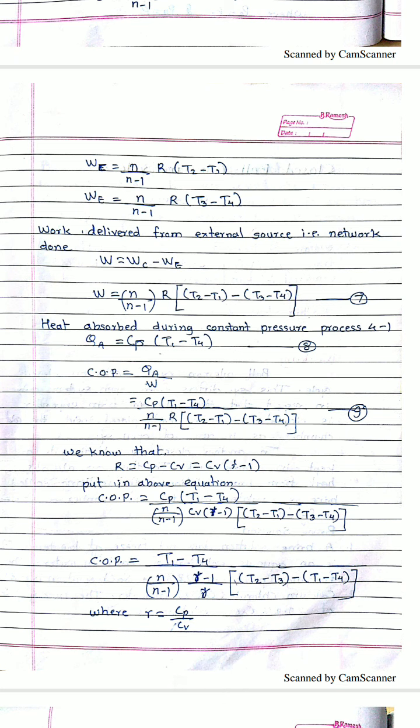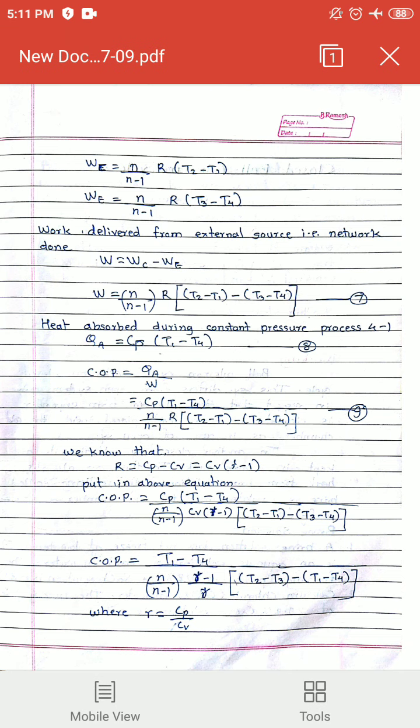But we know that R is Cp minus Cv, and gamma is equal to Cp upon Cv. Therefore R is equal to Cv into bracket gamma minus 1. So COP is equal to Cp into bracket T1 minus T4 divided by n upon n minus 1 into Cv into bracket gamma minus 1 into bracket T2 minus T1 minus T3 minus T4. Now Cp upon Cv is again gamma. So COP is equal to T1 minus T4 only remaining in the numerator, and in the denominator that gamma is taken to the denominator. So n upon n minus 1 into gamma minus 1 upon gamma into bracket T2 minus T1 minus T3 minus T4. This is the formula when we are considering the polytropic processes.